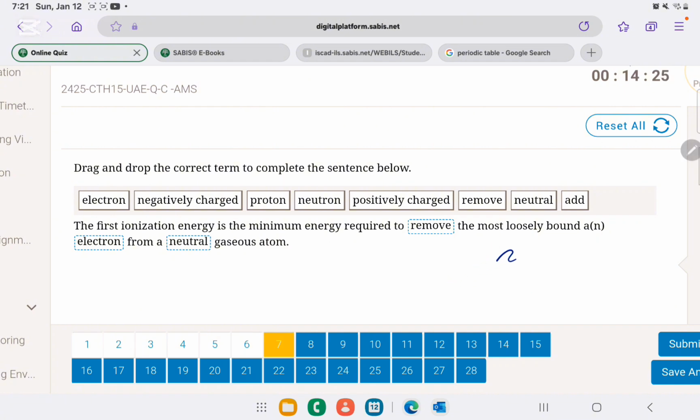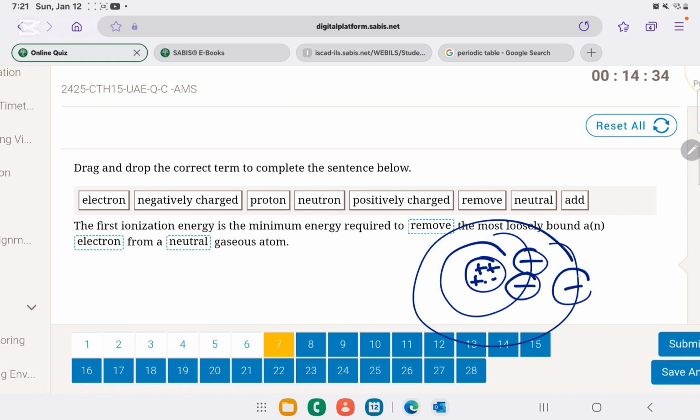Let's say this is my atom. This is my nucleus, and here are my electrons. This is neutral, right? We have 3 protons and 3 electrons, and it's following the layer rule: here we filled the 2 and then we went to the next layer. The minimum energy required to remove the most loosely bound electron, the furthest electron from the nucleus in a neutral atom, is called the first ionization energy.